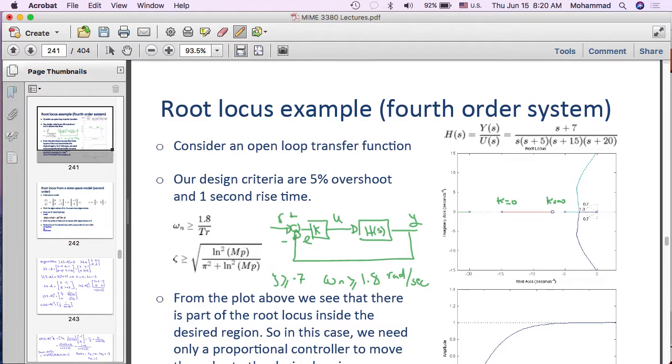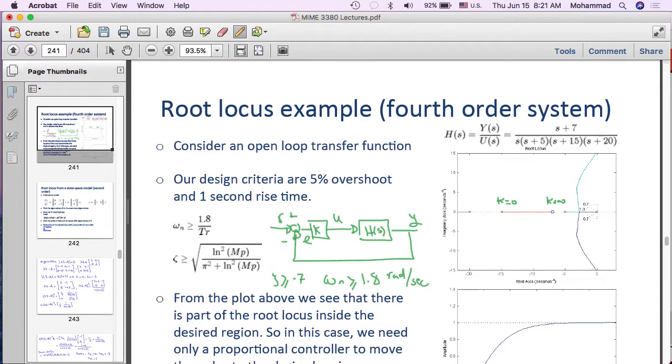The number of poles will still be 4 when we close the loop. And the root locus basically shows how those poles change as k increases from 0 to infinity. So for example, this system, because it has 4 poles, has a root locus with 4 branches. And each of them starts from the open loop poles. The open loop poles for this system were located at 0, -5, -15, and -20. So each of these branches started from one of these locations.